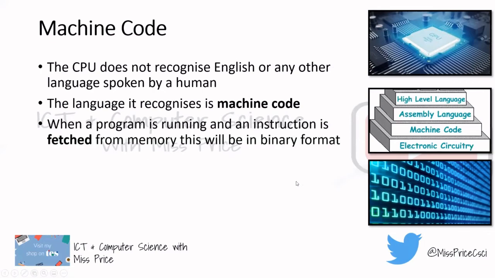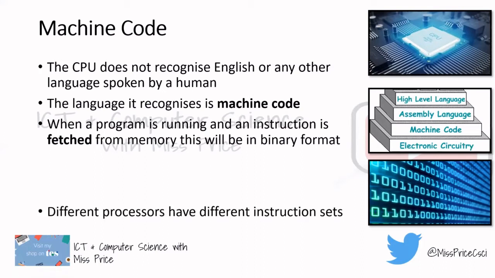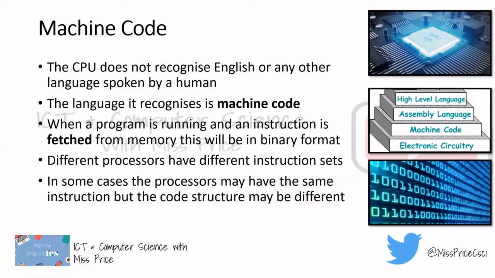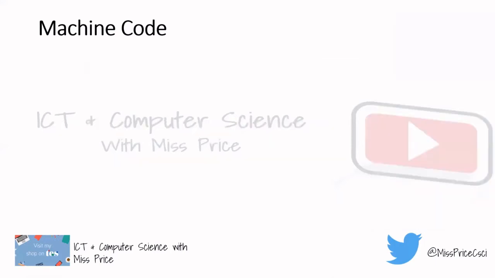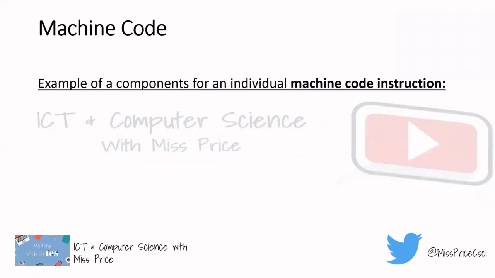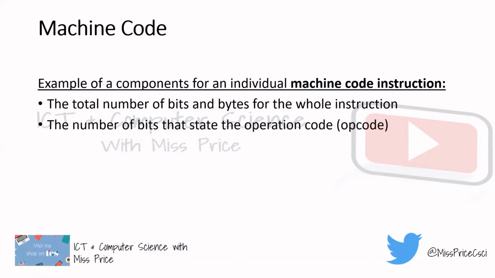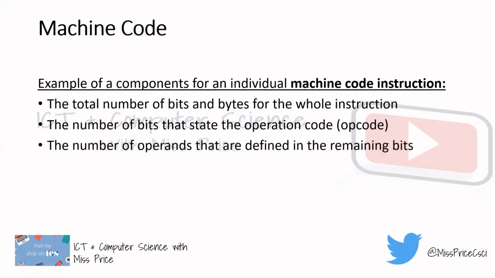So when a program is running, an instruction is fetched from the memory, and this will be in binary format. But the different processors have different instruction sets. So in some cases, the processors may have the same instruction, but the code structure may be different. An example of a component for an individual machine code instruction would be the total number of bits and bytes for the whole instruction, the number of bits that state the operation codes, abbreviated as opcode, and the number of operands that are defined in the remaining bits.